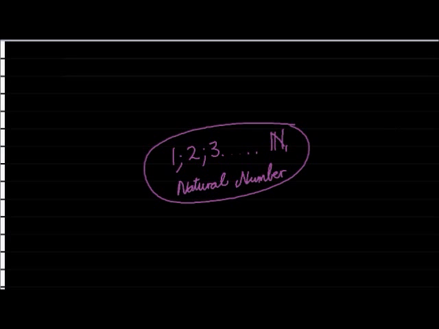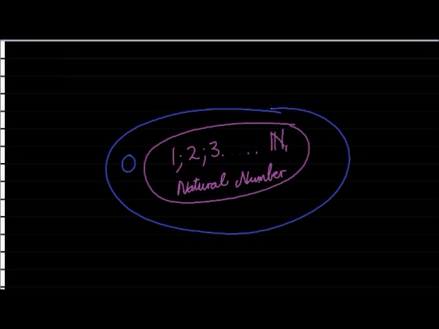Now that is the smallest set of numbers that we have. If we include 0 to this collection of numbers, so we take all the natural numbers and we add 0 also, we make a collection of numbers. Then this new collection of numbers is called the counting numbers.